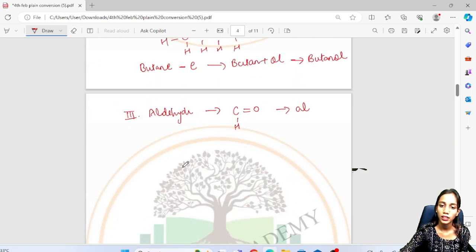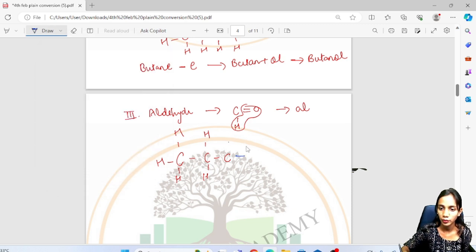So for example, if I write 3 carbons here and satisfy the valency of the first 2 carbons, then for this carbon this group will get attached. So it will be C double bond OH. This is getting attached, and let's see if the valency is satisfied. C 1 2 3 4. Yes, it is satisfied, so there is no need to put another hydrogen over here.